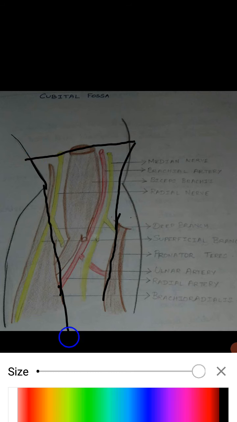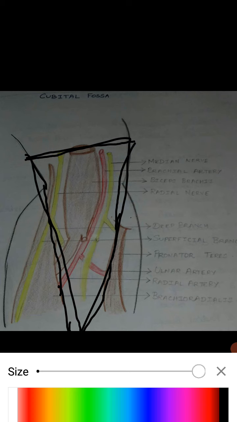So this is the cubital fossa. The apex is the point where brachioradialis and pronator teres meet, which is not clear in this diagram. So this is the cubital fossa. Cubital fossa is the triangular hollow in the front of the arm.